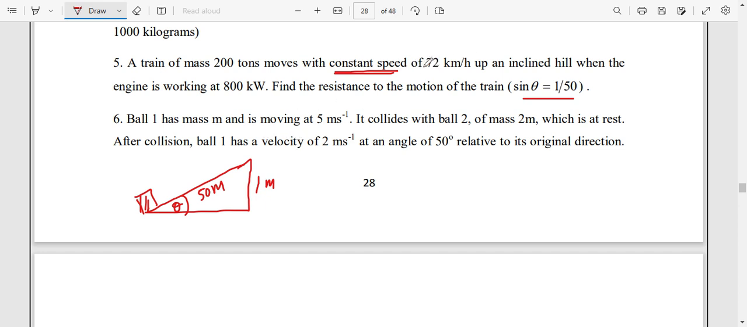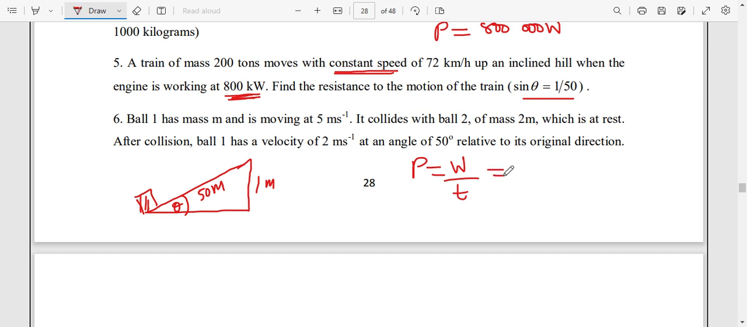Yes. Okay, a constant speed of 72 up an inclined hill when the engine is working at 800 kilowatts. So what unit is this? For what quantity? Power. A watt is a unit for power. So you can convert the kilowatts to watts, which is 800,000 watts. And we know that power is given as work over time.